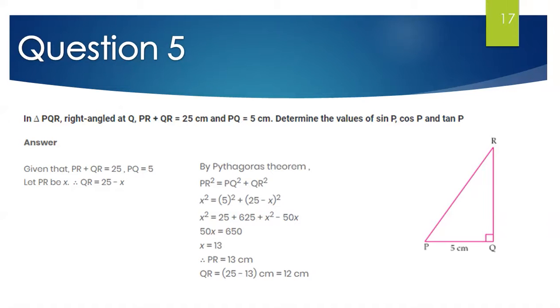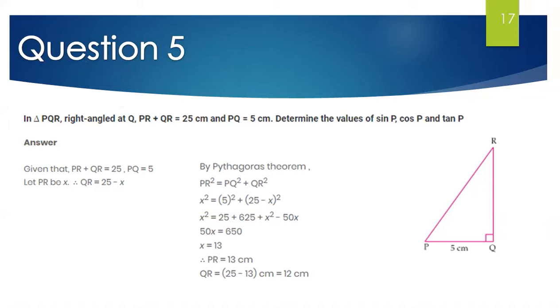Now another question, a good question in fact. You are given a triangle PQR, right angle at Q, such that I am given the sum of the two sides, PR plus QR. I am given the sum as 25. The sum of these two sides is 25 and PQ is given to me as 5. So what I will do is, I will take PR as X. So QR will be 25 minus X. I will assume any one of them as X and my other one will be 25 minus X, as you are given that their sum is 25.